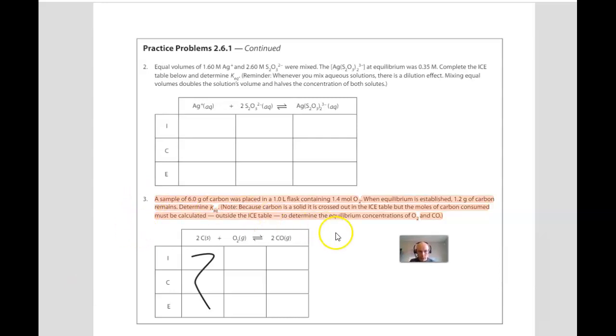And notice this ICE table has, as we talked about, a row for every substance. But in this case, the row for carbon has been crossed out because it's a solid. It won't show up in the Keq expression, therefore we need not contemplate it in the ICE table. So give this one a shot, come back, see how your solution compares to mine.